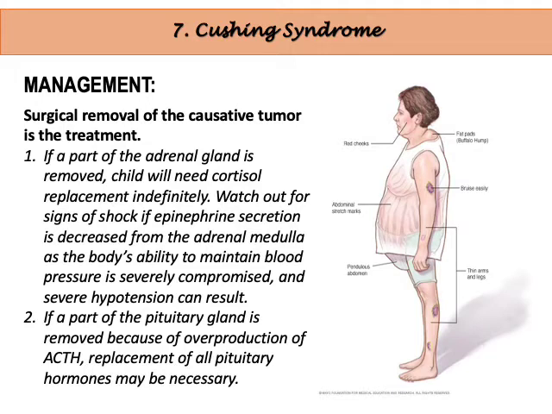Second, if it is the pituitary gland, a part of the pituitary is removed, and replacement of all pituitary hormones may be necessary for life. The prognosis of Cushing syndrome depends on whether the tumor is benign or malignant. Carcinoma of this type tends to metastasize rapidly.